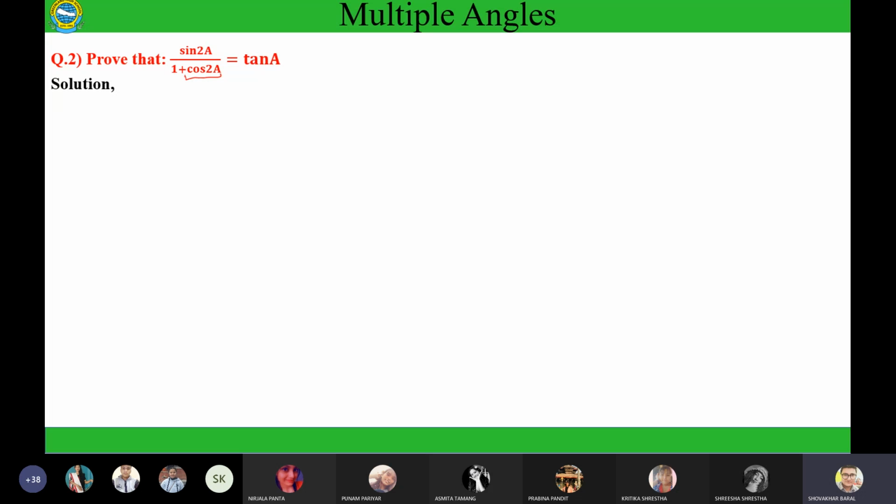So let's solve this one. Solution. Here LHS is equal to sin 2a upon 1 plus cos 2a. So if I have to choose the formula out of 12 and 21, which one should I choose here?